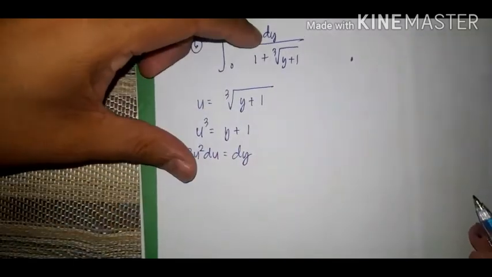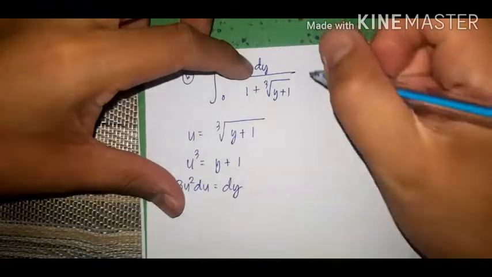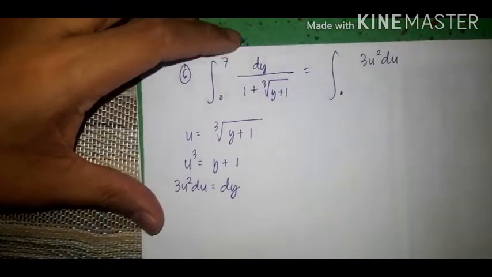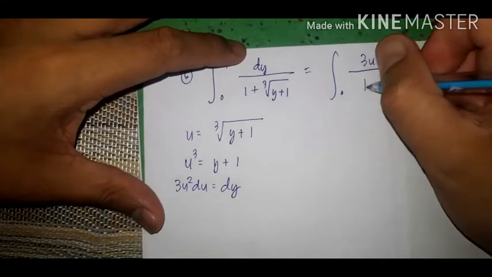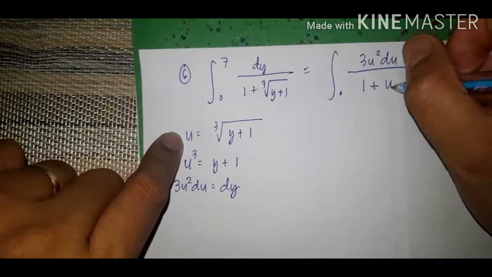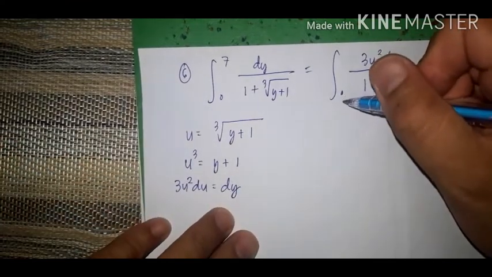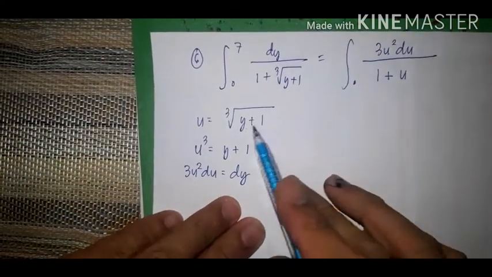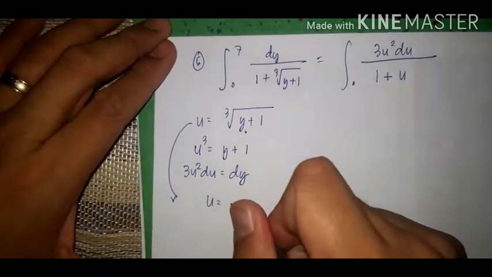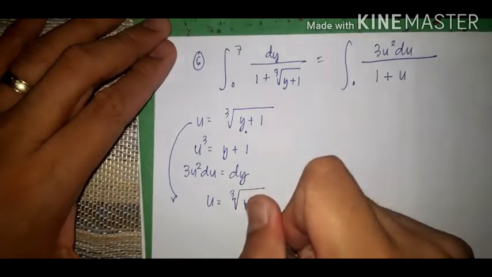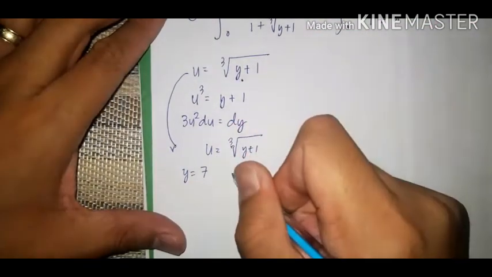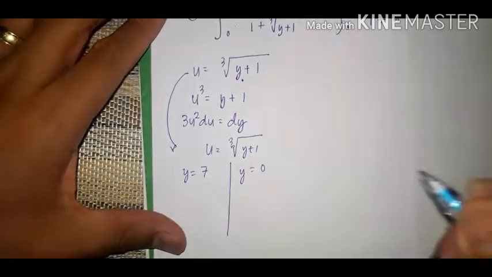So meron tayong pan-substitute sa numerator natin na dy, which is the integral of 3u squared du all over 1 plus your cube root of y plus 1, which is simply your u. So ano ang limit ulit? So ang limit natin magbabago ulit depende sa ating substitution. So ang aking substitution na ginamit ay u is cube root of y plus 1. So your y na upper limit is 7, ang y na lower limit ay 0.